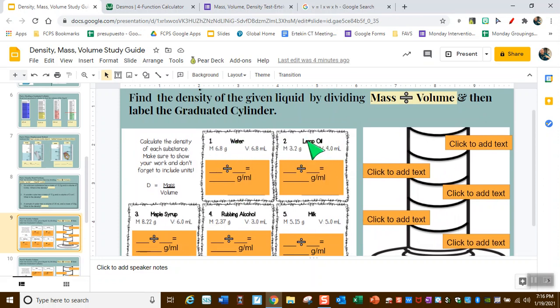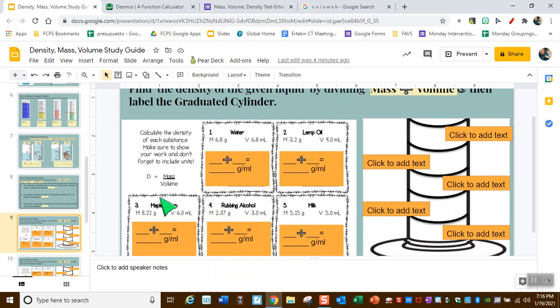Water, lamp oil, maple syrup, rubbing alcohol, the alcohol that you use for wounds, and milk. Okay, I'll do one with you.